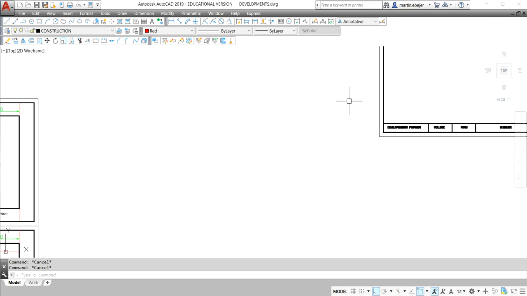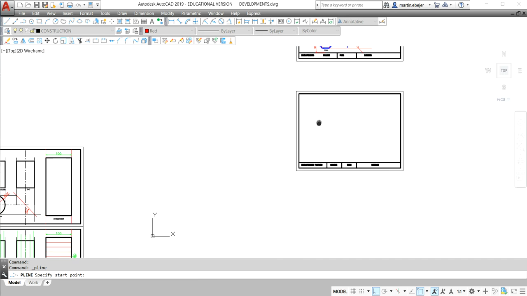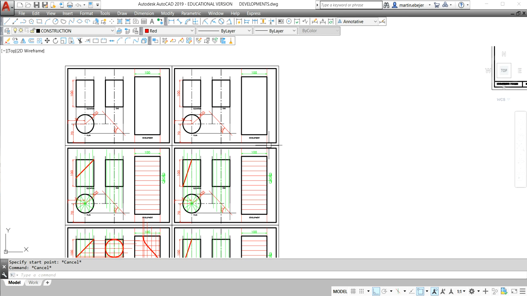To start up, prepare an A3 paper with a border and the title block. In the title, write development prisms, pyramids. Okay, development pyramids.